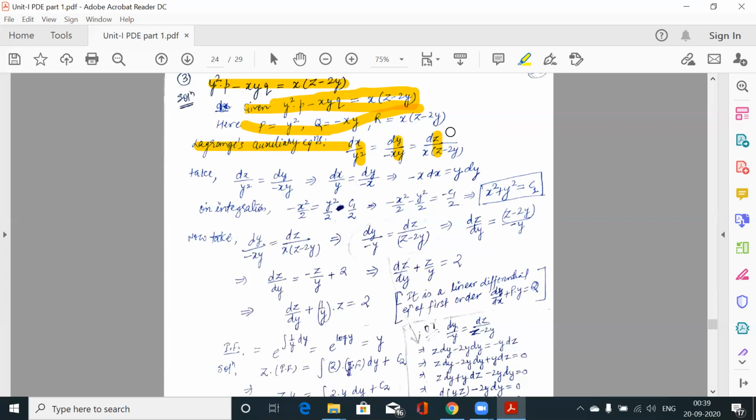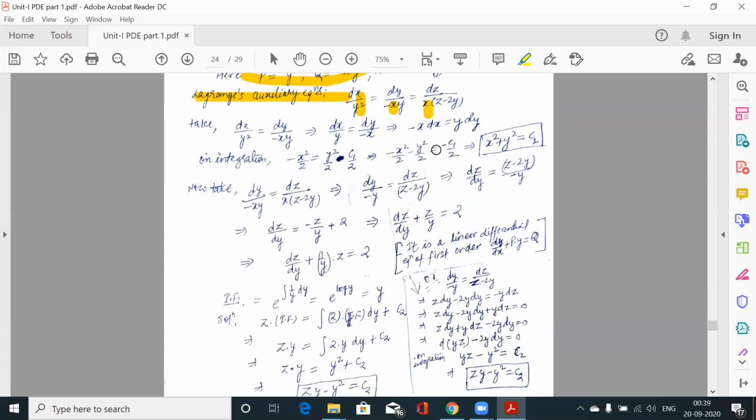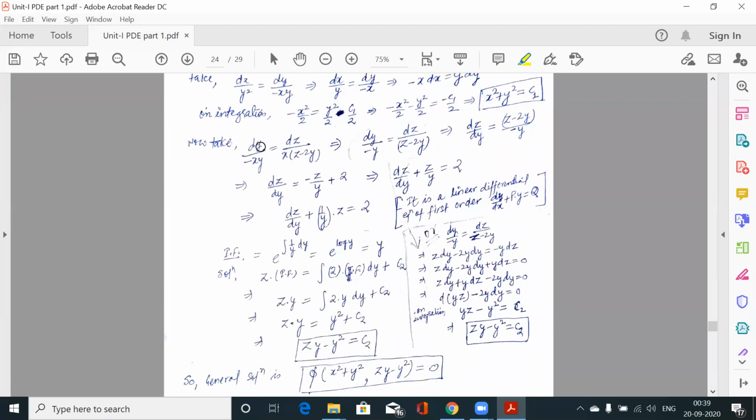But if we take these two terms, we can get the integration. How? Because the x would be cancelled by this x. Now dy over y is equal to dz over z minus 2y. So y and z terms are there. So we have written these two fractions, we have used these fractions, we cancelled out x, and these fractions become of this type.